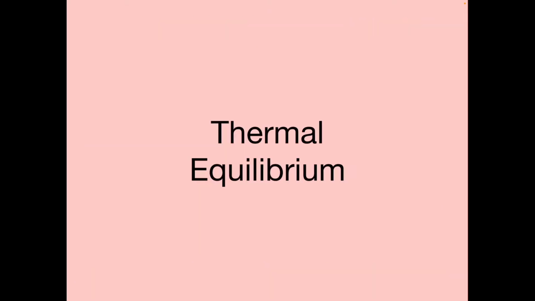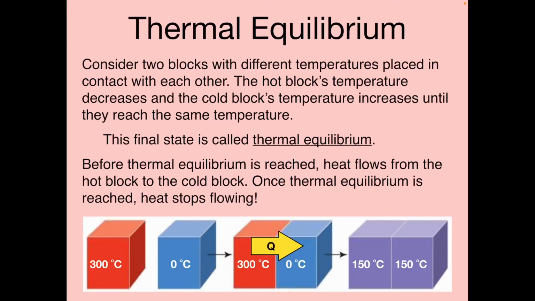So let's move on from that and talk about something called thermal equilibrium. To understand what thermal equilibrium is, let's take a look at an example. Let's consider two blocks which start off with different temperatures. So we have a hot block, which is at 300 degrees Celsius, and a colder block at 0 degrees Celsius. But what we do is we place these blocks in contact with one another so they can exchange heat, basically. So what's going to happen over time is the hot block's temperature is going to go down and the cold block's temperature is going to go up.